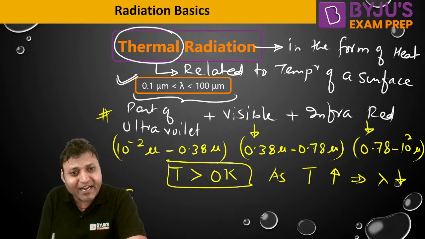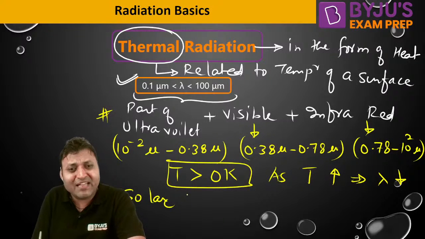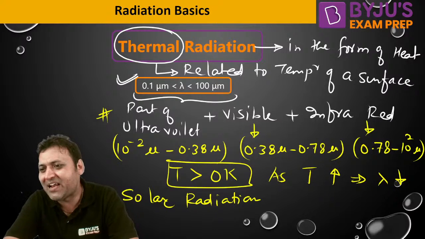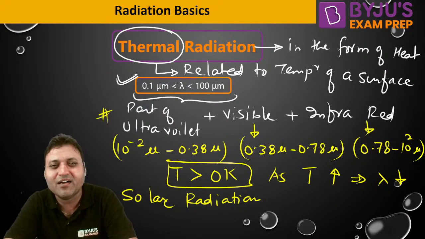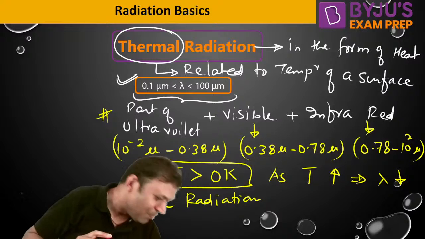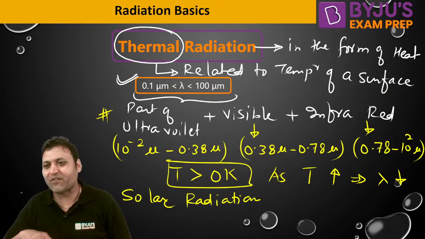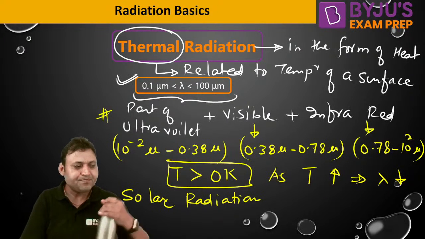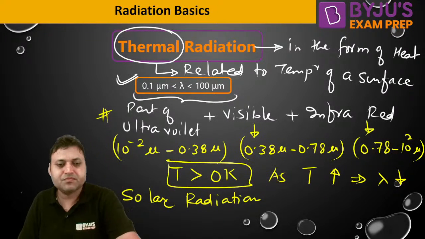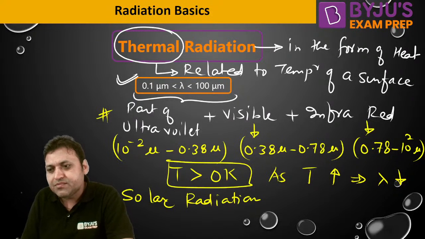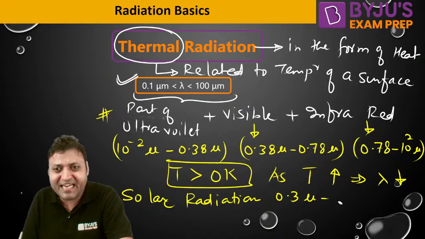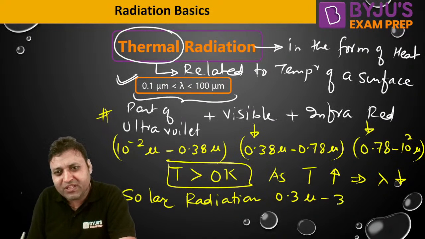If we talk about solar radiation, can you just let me know what is the wavelength range for solar radiation? Anybody having any idea? Please do let me know. For solar radiation, what is the wavelength range? It is 0.3 micron to 3 micron. It is around 0.3 micron to 3 micron.